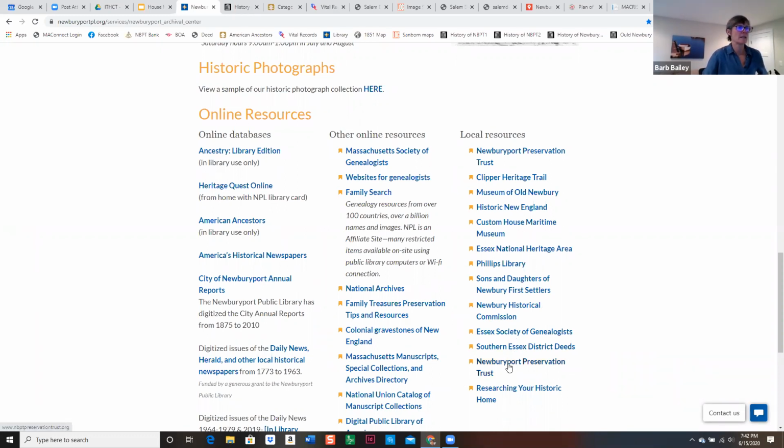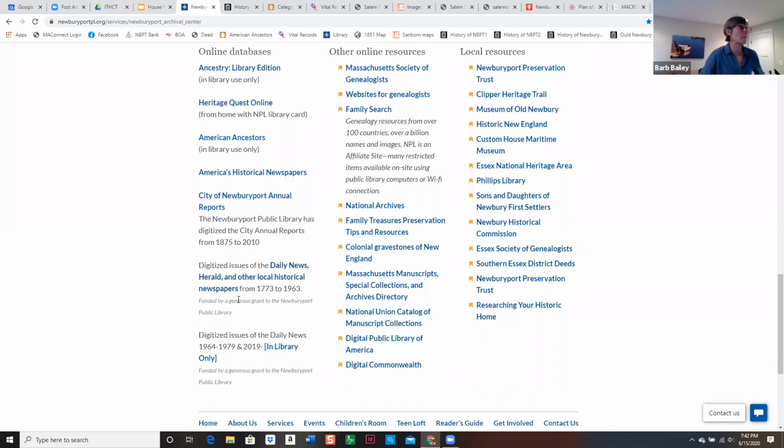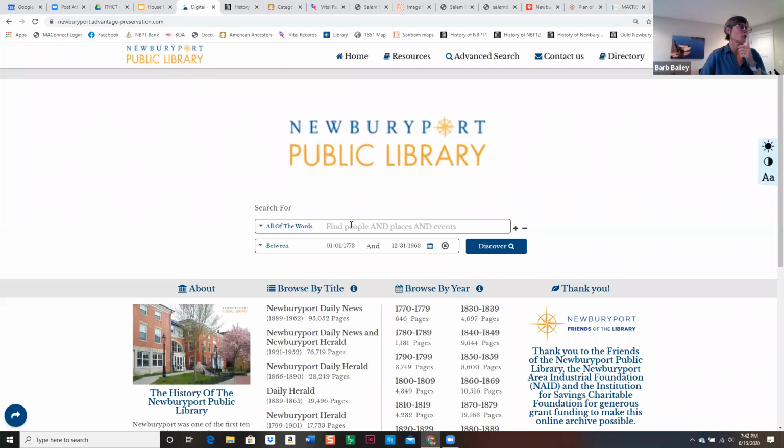It even has the information on researching your home, some different places that you might be able to find information. But over here on the left is the daily news, and it goes back to 1773, which is amazing. When you click on it, you can do a search. So I'm going to do a search on Charles M. Townsend. I could change the dates. I know he didn't live there until 1850, so I'm going to put 1850. He lived there after 1850. And then I'm going to hit discover.